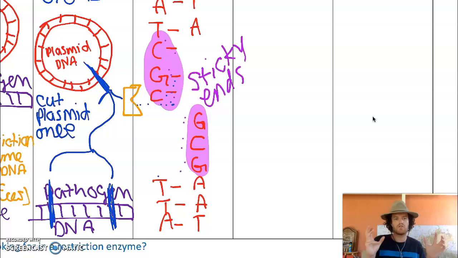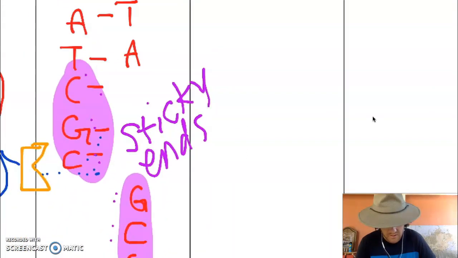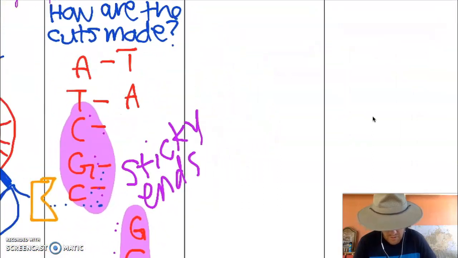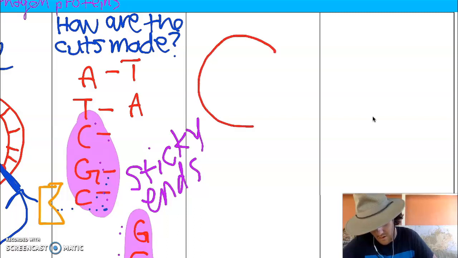Let's take a quick zoom step out and look at what happens when we cut our plasmid DNA and our pathogen DNA. So in this next box, I am going to draw my plasmid DNA, but I'm going to draw it as though it's been cut open now. So I'm going to draw a plasmid that has been cut open.